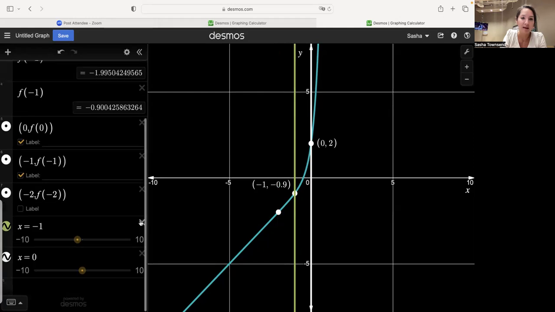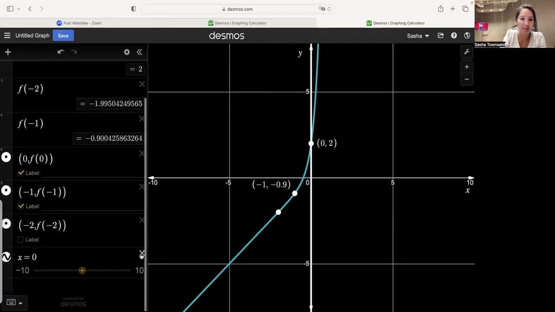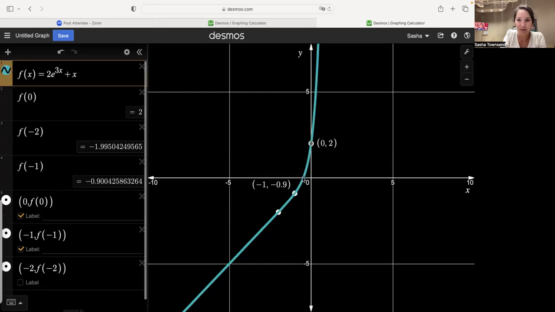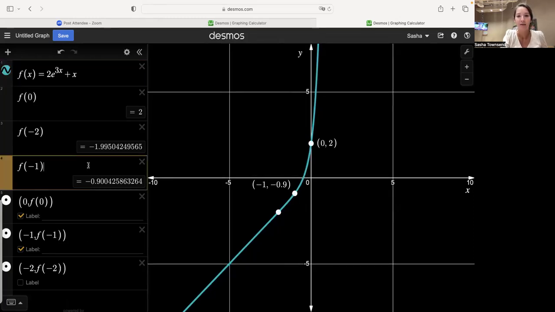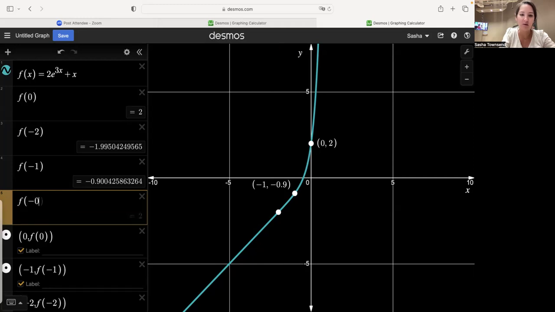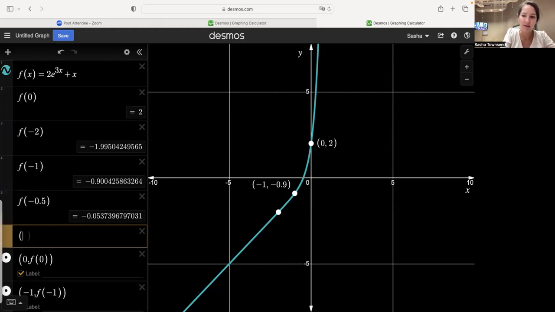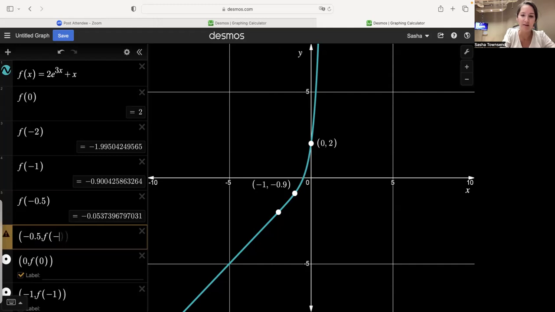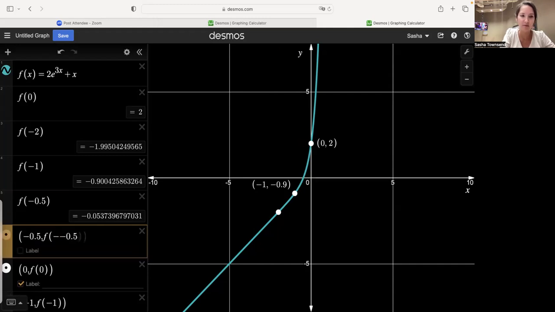Let's focus on that interval. We're still trying to find the 0. We actually kind of know what the 0 is. It's right there. We know it's negative 0.477, but we want to prove it. So we'll say, okay, I know it's on the interval from negative 1 to 0 now. Let's find out what the function value is at negative 0.5. Oh, that's very small. Let's plot that point, negative 0.5 and f of negative 0.5.